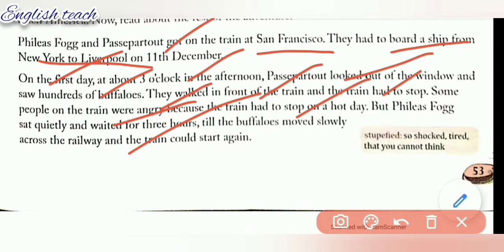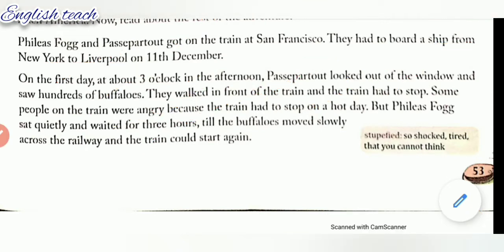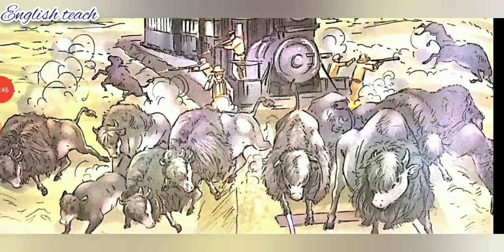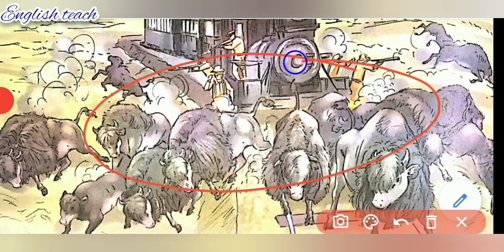The buffaloes were in front of the train, so the train couldn't move. In this situation Fogg was very silent, because he had planned correctly, and if any obstacle came, they would definitely miss the plan and go beyond the timing and dates, so they couldn't complete it. So he was very tense and quiet. You can see this picture very clearly. It shows the train and the buffaloes in front of the track and in front of the engine, so that the train couldn't move.